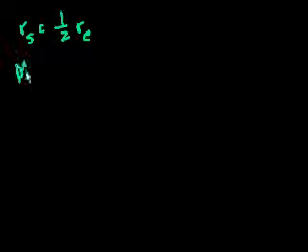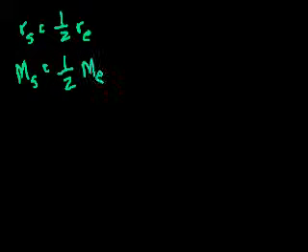Let's say there's another planet called the planet Small Earth, and let's say the radius of Small Earth is equal to 1/2 the radius of Earth, and the mass of Small Earth is equal to 1/2 the mass of Earth. So what's the pull of gravity on any object, say the same object, on this planet? How much smaller would it be on this planet?